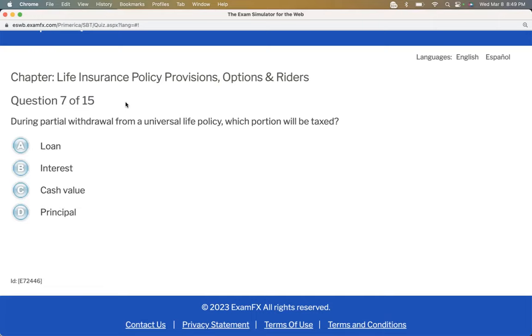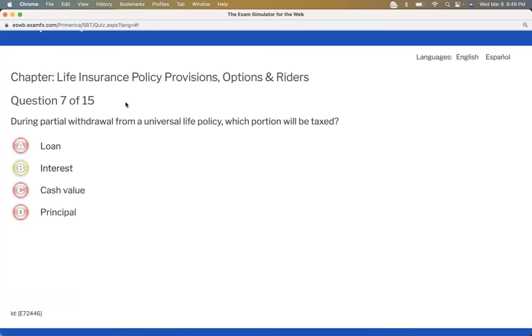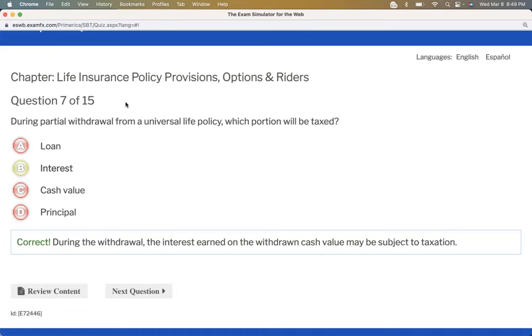During partial withdrawal from a universal life policy, which portion will be taxed? Partial withdrawal. Well, if you take out interest, you're going to have to pay taxes on the interest, not the principal, because the principal is your money. Make sense? Yes.